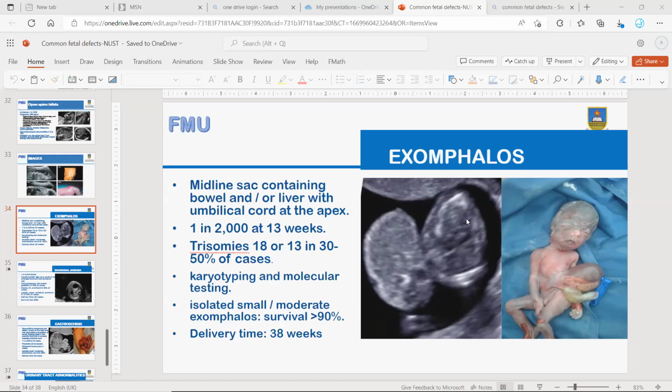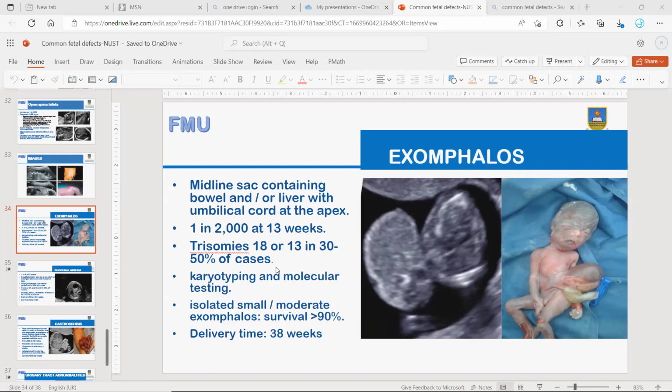Because I've already told you that if you see exomphalos, you should know that the baby could have Edwards or Patau syndrome in 30 to 50% of the cases. So almost between a third to a half of the cases with exomphalos will have trisomy 18 or 13, which is Edwards and Patau. We know that these chromosome abnormalities are stubborn and very bad.